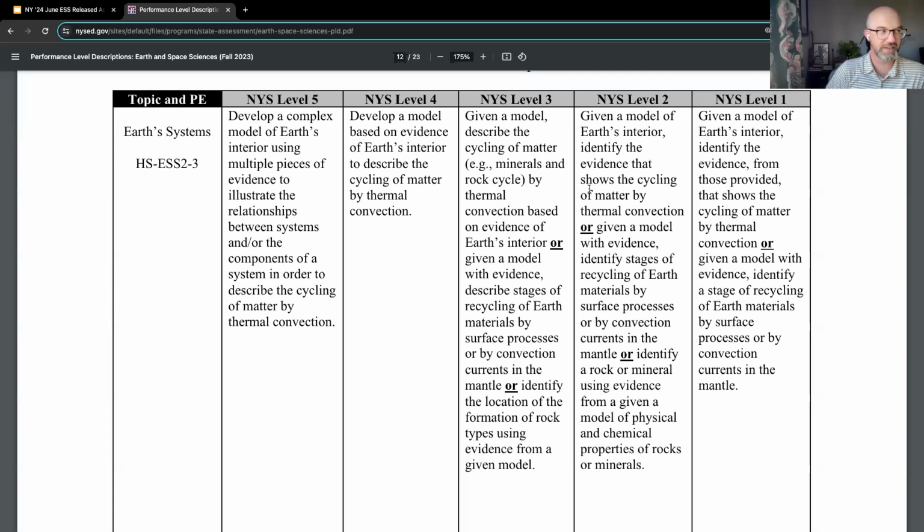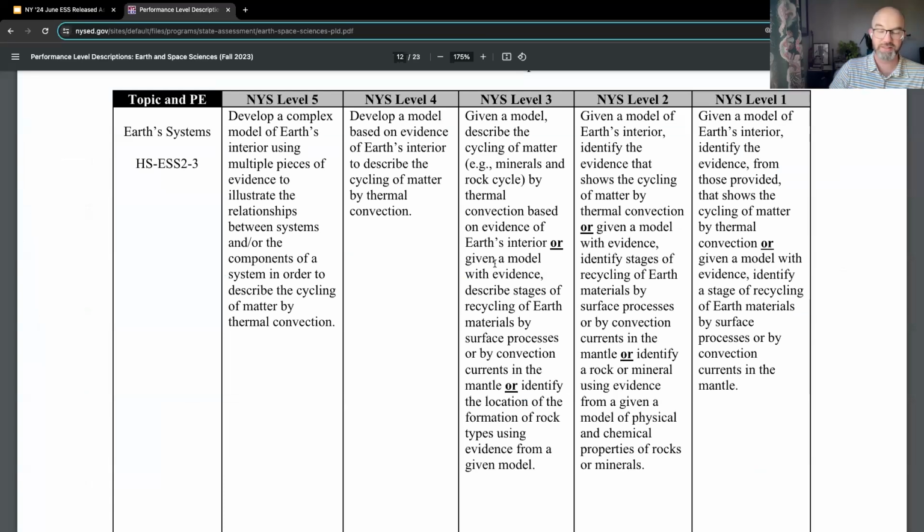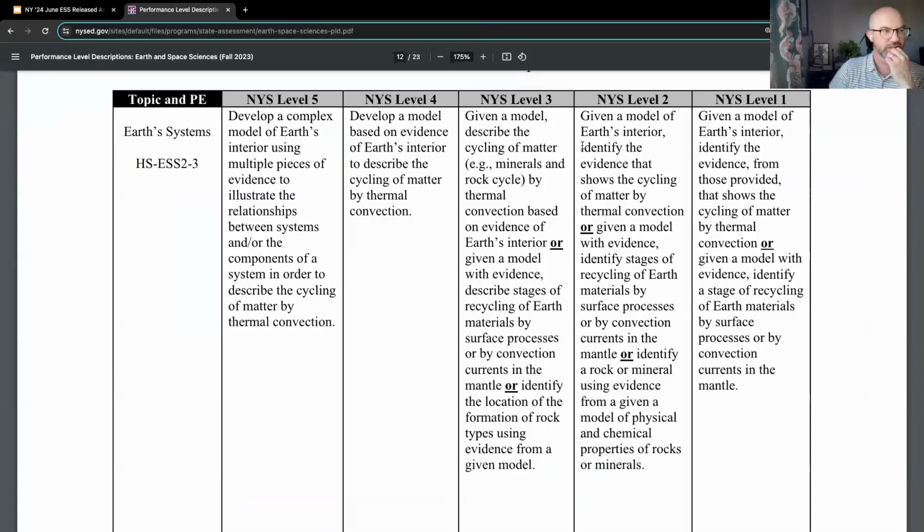So what level is that question? I see in the chat that the word describe is within that question, which makes a lot of sense. So this might be level 3: you have to describe the cycling of matter. Or are they just identifying evidence by describing that? The question again is, describe how the pattern of magnetic field reversal on either side of the Juan de Fuca Ridge is evidence for convection currents in the mantle. Though it says describe, I see them just identifying evidence.